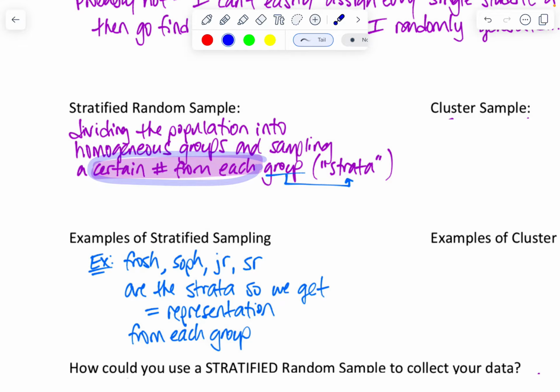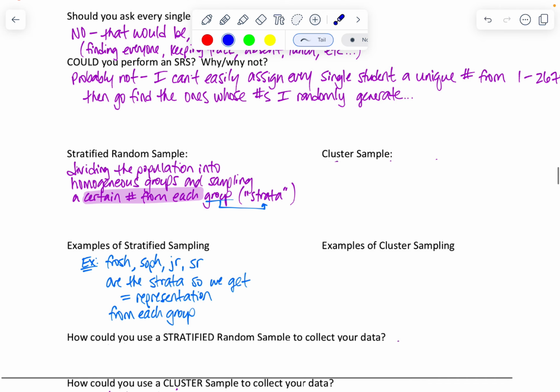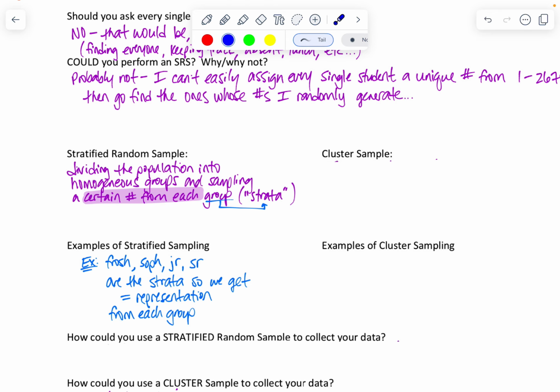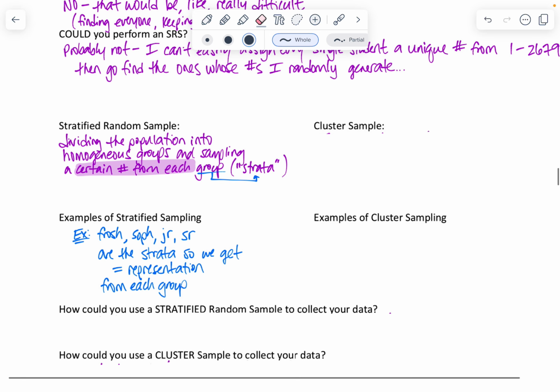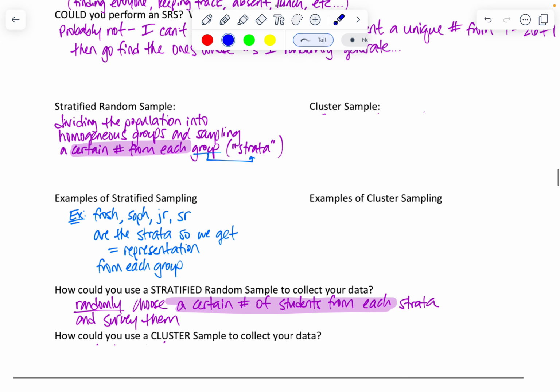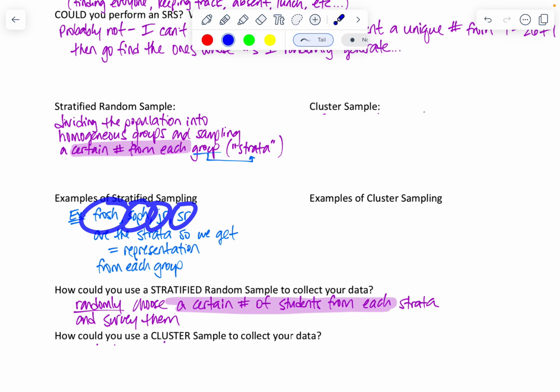I'll give you another example after this to help drive that home, but that in a nutshell is what a stratified random sample is with an example, okay? How could I use the stratified random sample to collect my data? Randomly choose a certain number of students from each group, and that becomes the survey, like we talked about. 10 freshmen, 10 sophomores, 10 juniors, 10 seniors.